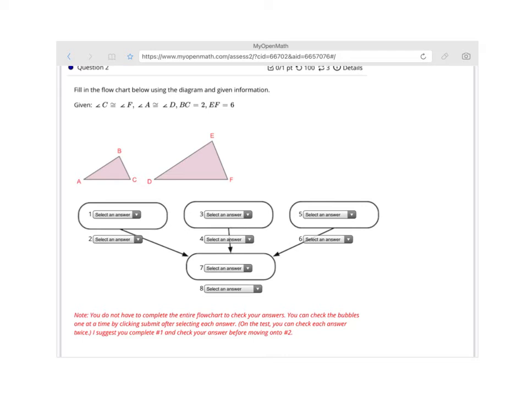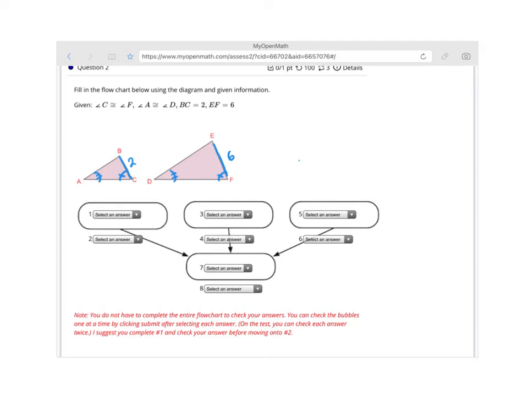So let's look at this example here. The first thing I always want to do is go ahead and mark any given information. If we start with the first one, it says angle C is congruent to angle F. So I'm just going to mark that in my diagram. It also says that angle A is congruent to angle D. And then it also says that EF is equal to 6 and BC is equal to 2.